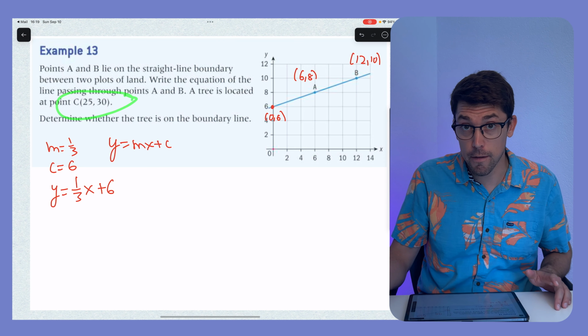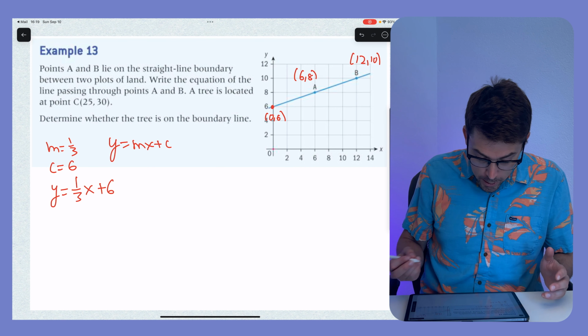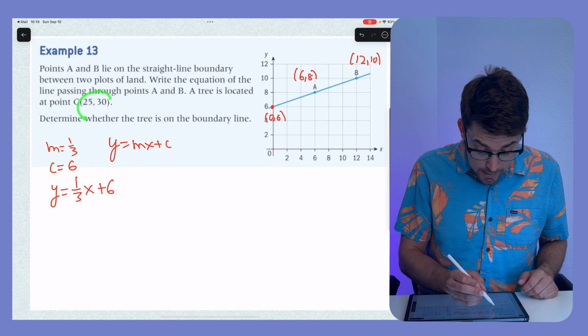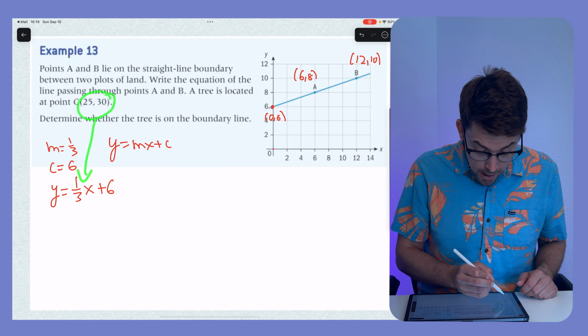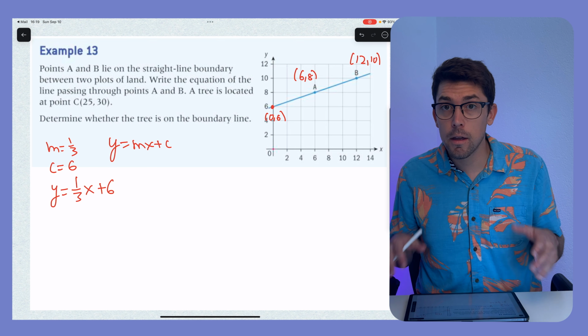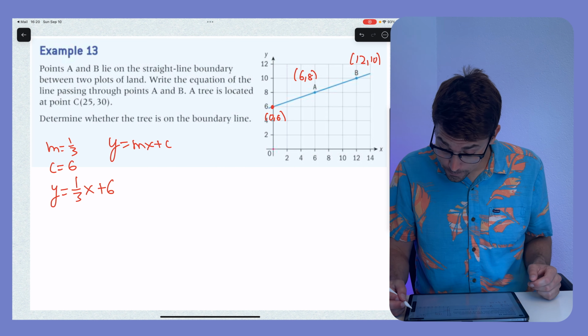Or located at (25, 30), I should say. Is that indeed on the line, on the boundary? So, just like the other examples that we did in previous videos, I'm going to take this x and y coordinate and pop it into here. And if both numbers end up equaling each other on both sides of this equal sign, then I know it's going to be there. And if it's not, well, then it's not.